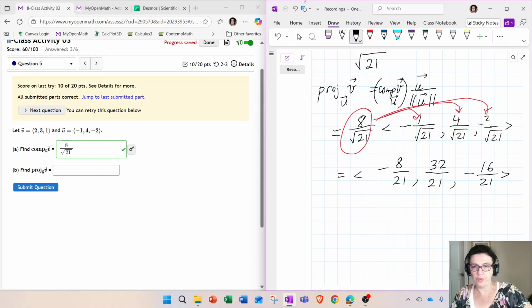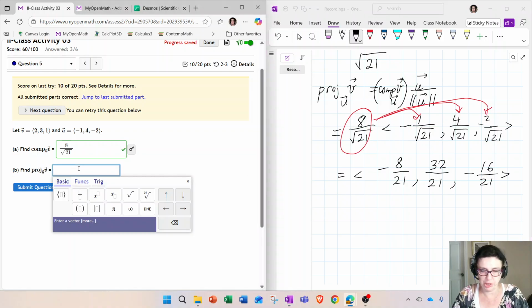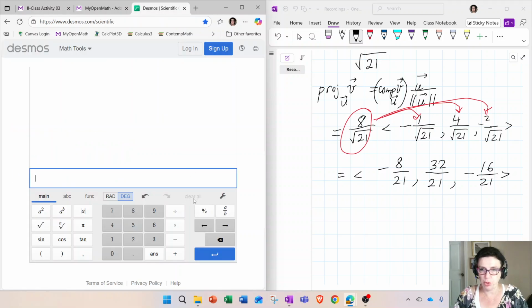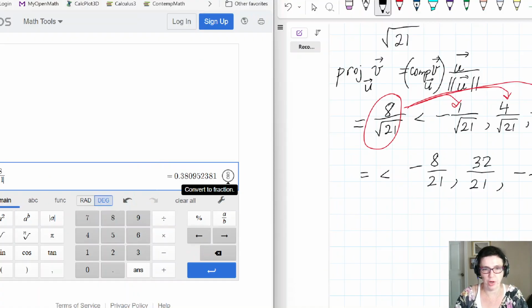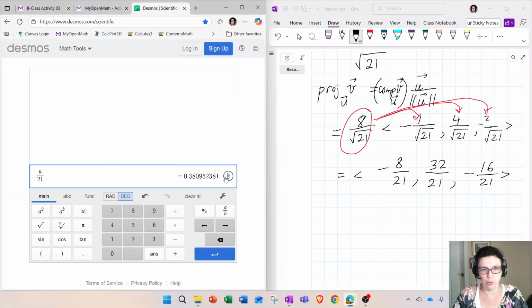Now, beware of the problem of fractions that are not reduced. Sometimes they won't care, and sometimes they will care. So you need to reduce just in case. So just to show you how to do that in Desmos, you're just going to type 8 over 21, okay? And if it's possible to reduce, which I don't think it is, but if it's possible, if you click on this convert to fraction button, that is going to reduce it for you.